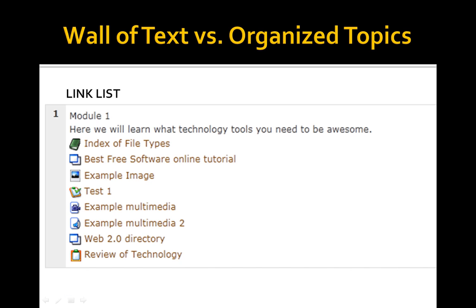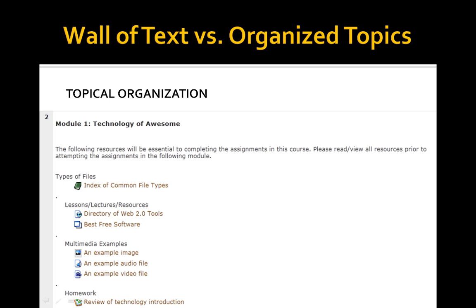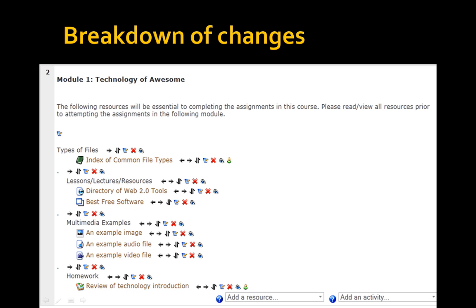In the first one, it's just link, link, link, link, link. In the second one, everything's organized, you have titles for each thing, you use indenting and spacing, so the students know exactly what's expected of them, what resources you're giving, and what they need to complete by the end of the module. So what I did was go into edit mode, and I'm going to show you some of the changes I made to that wall of text to make it more accessible.